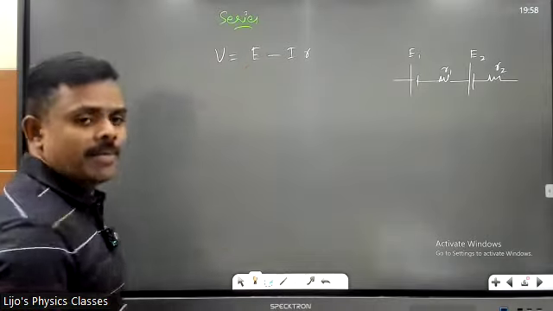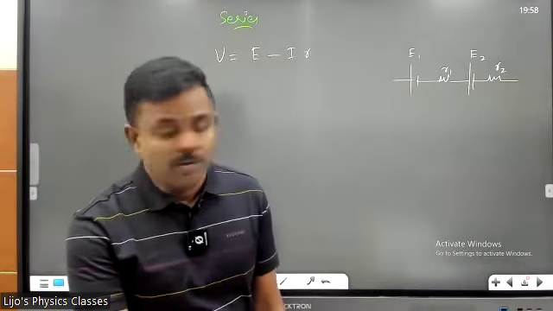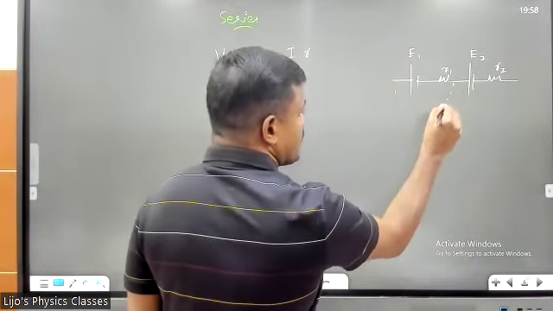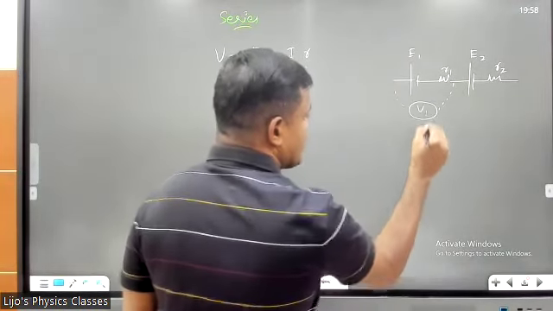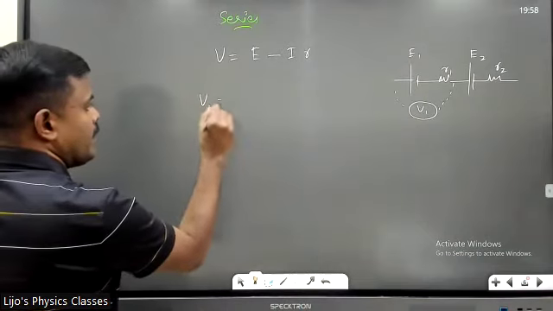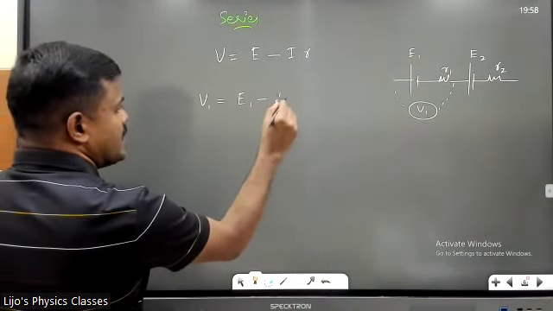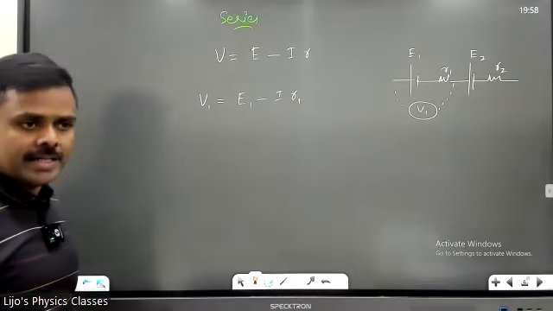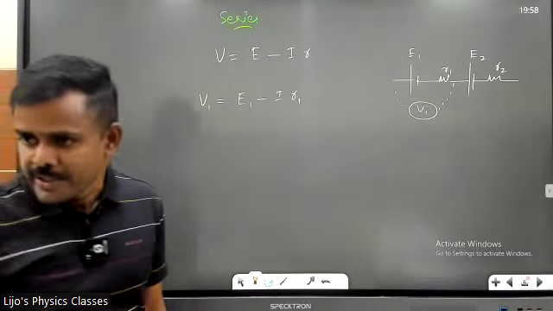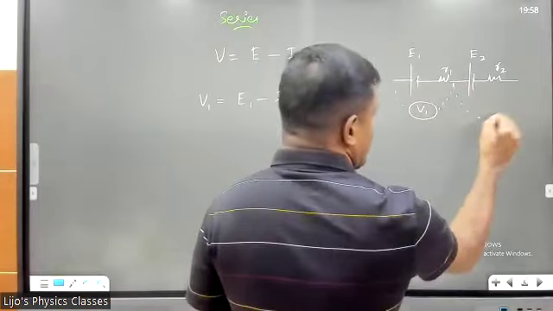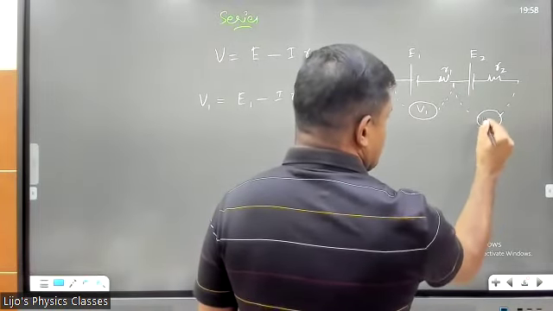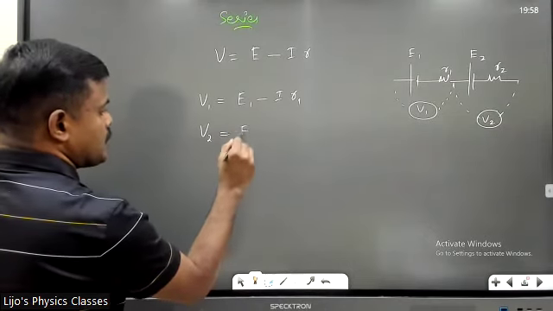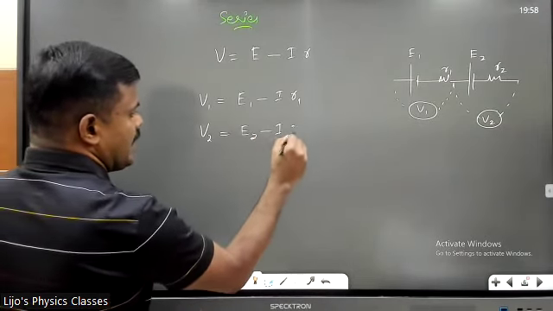V is equal to E minus IR. What about the first one? Across the first one, if I measure V1, how do I write it? V1 will be E1 minus IR1. Am I correct? Similarly, if I connect a voltmeter across the second, V2 will be E2 minus IR2.